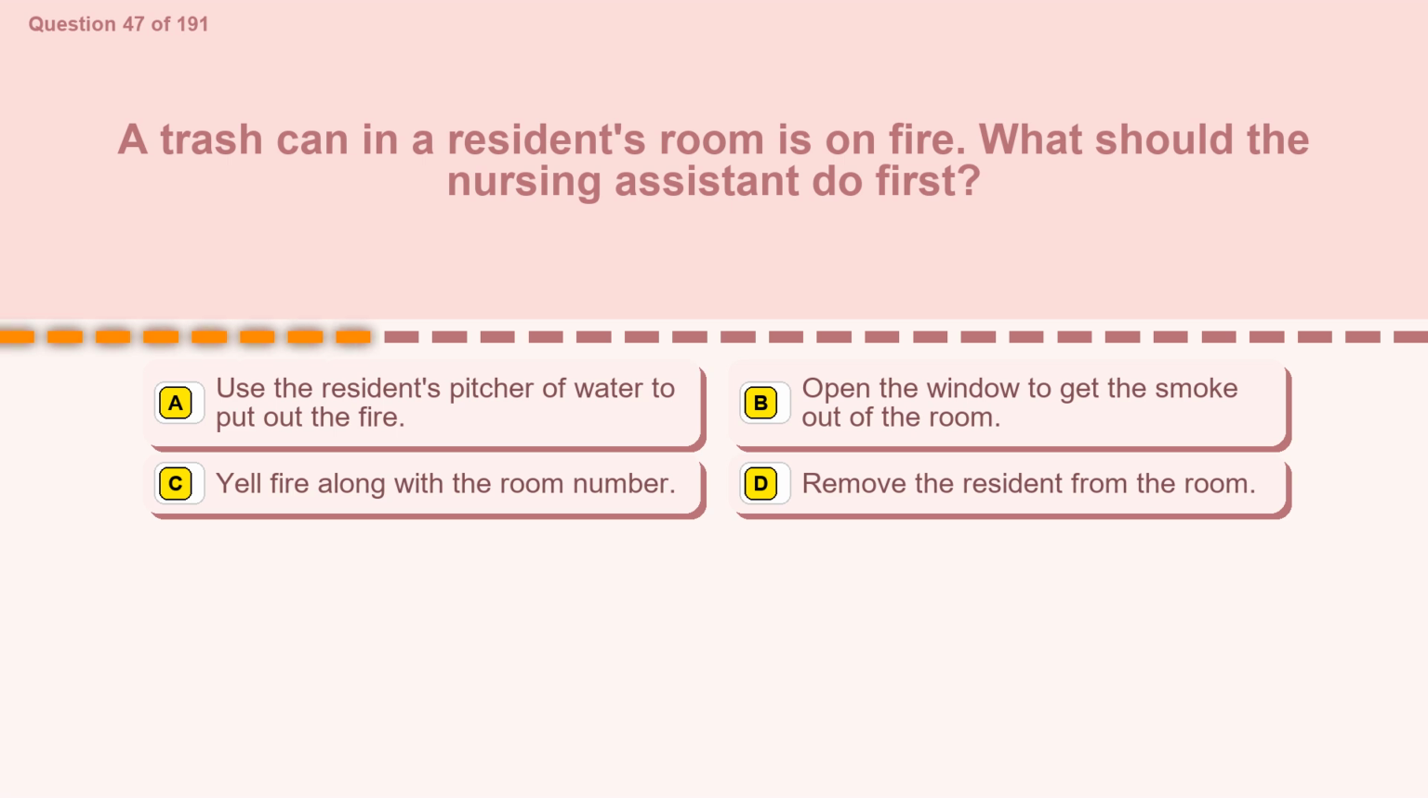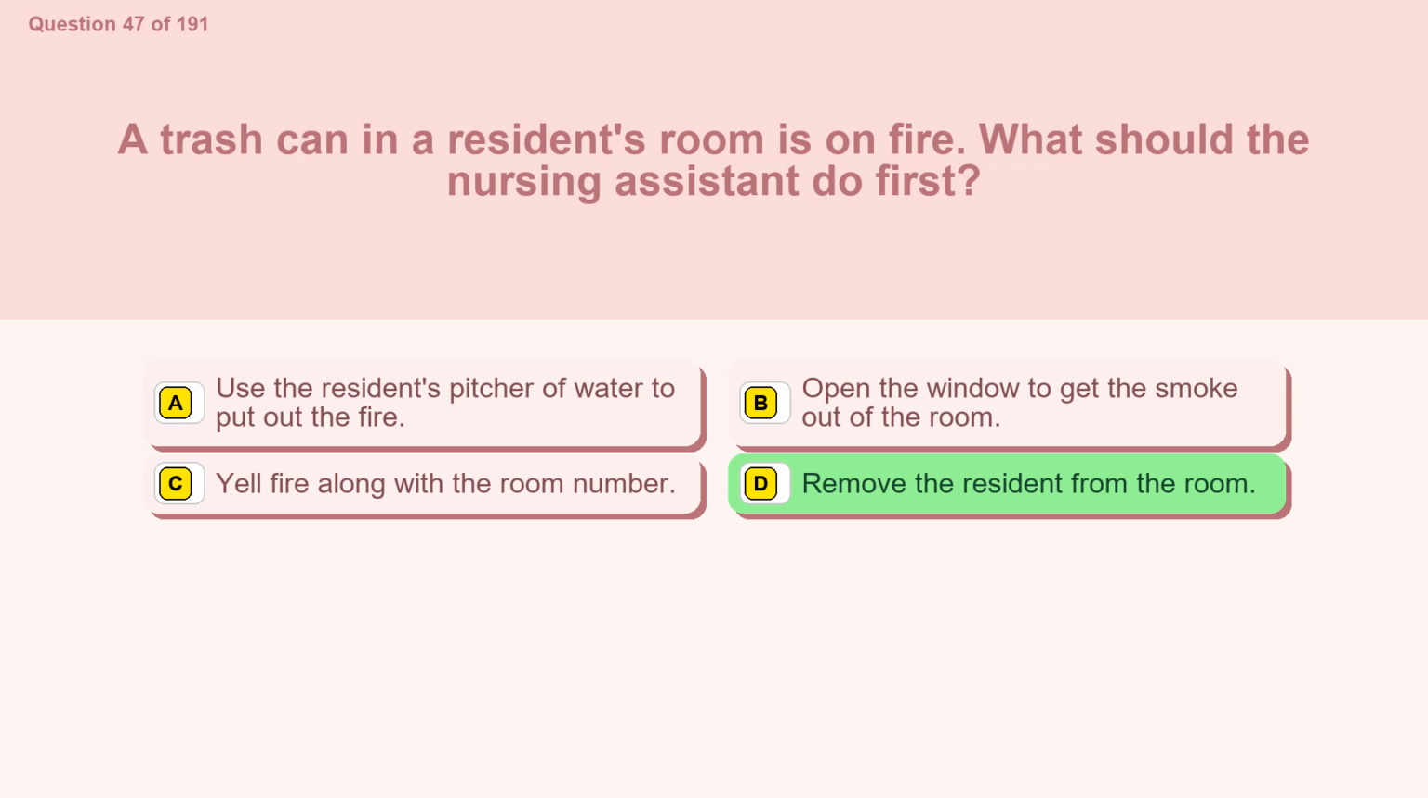What should the nursing assistant do first? Option A. Use the resident's pitcher of water to put out the fire. Option B. Open the window to get the smoke out of the room. Option C. Yell fire along with the room number. Option D. Remove the resident from the room.